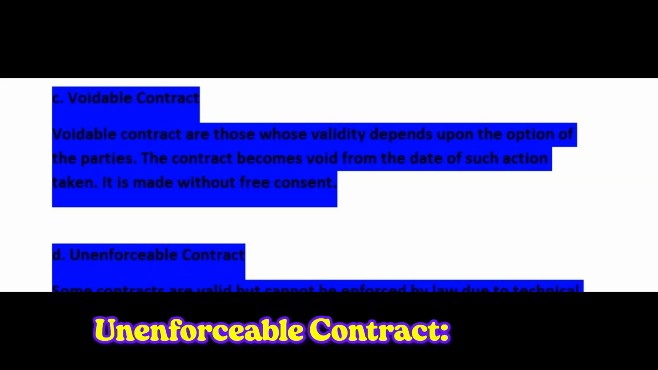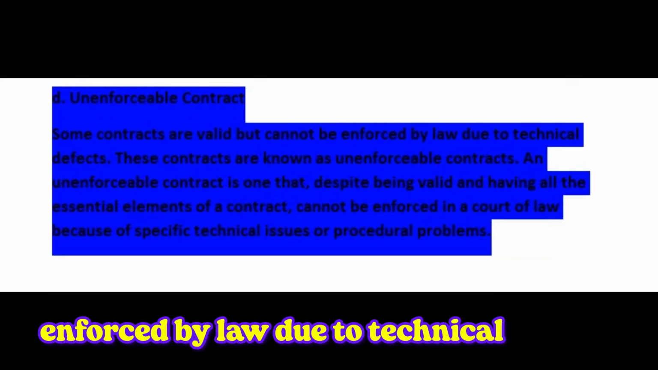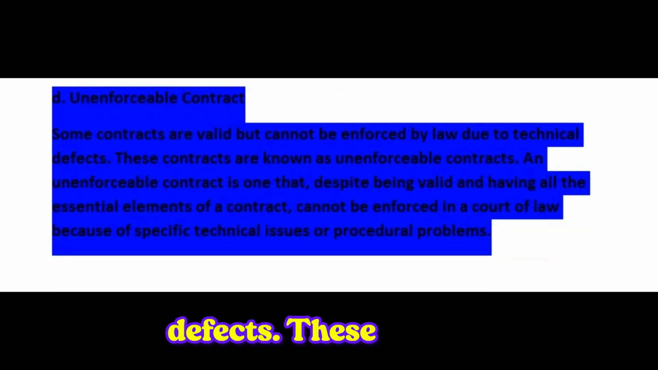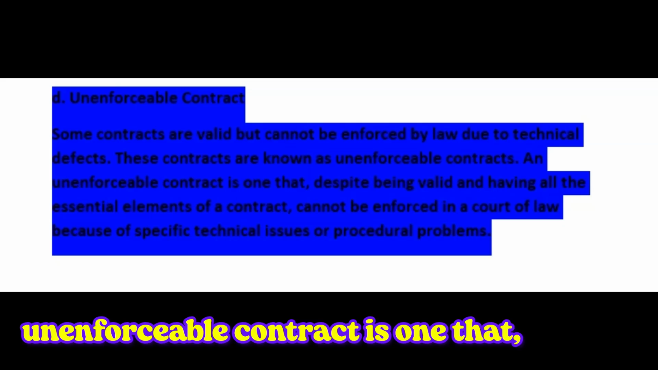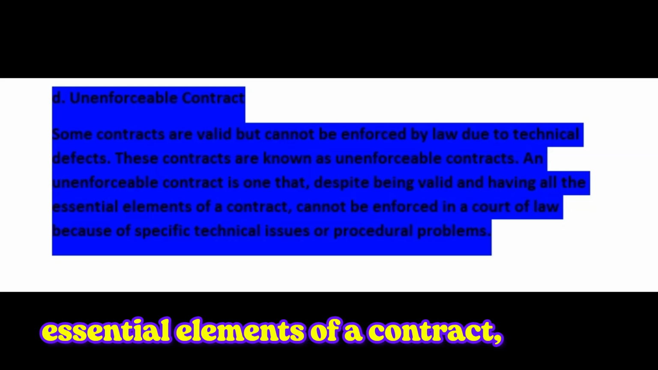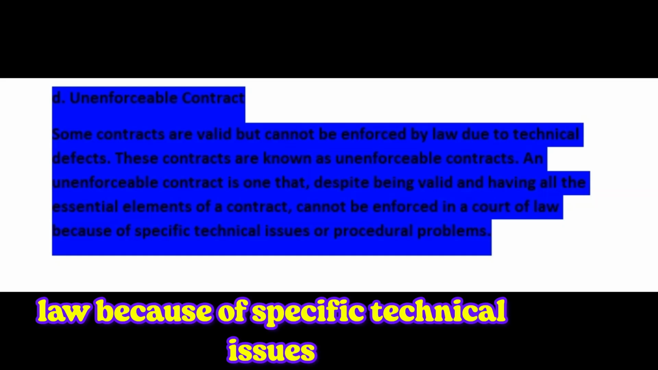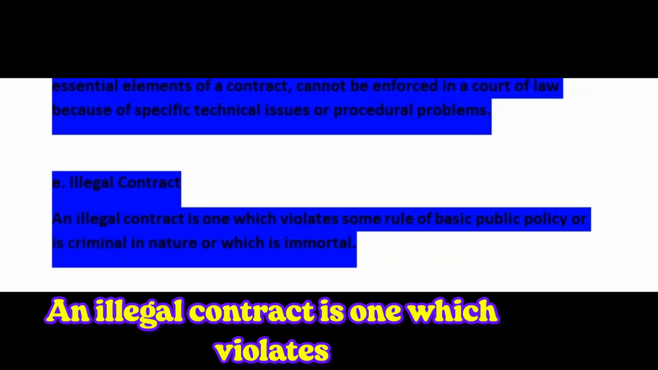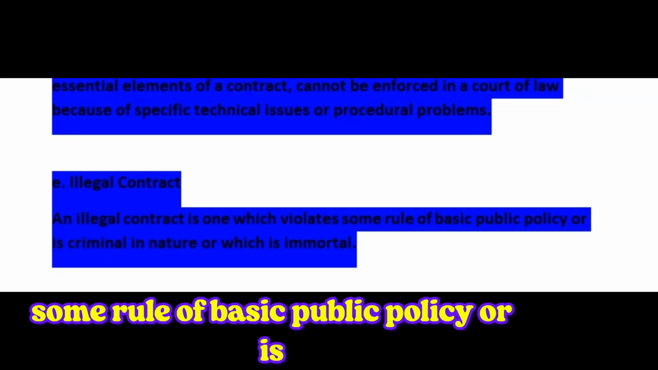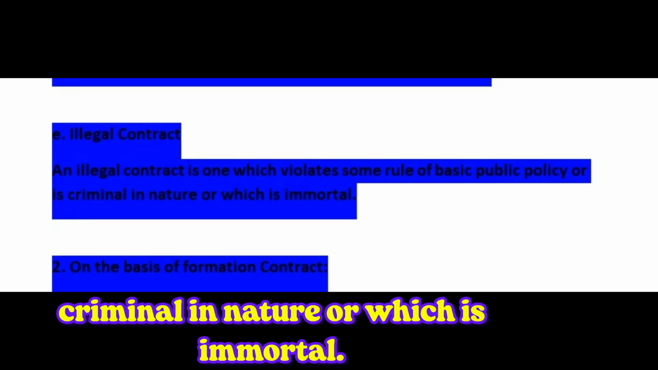D. Unenforceable contract. Some contracts are valid but cannot be enforced by law due to technical defects. These contracts are known as unenforceable contracts. An unenforceable contract is one that, despite being valid and having all the essential elements of a contract, cannot be enforced in a court of law because of specific technical issues or procedural problems. E. Illegal contract. An illegal contract is one which violates some rule of basic public policy or is criminal in nature or which is immoral.